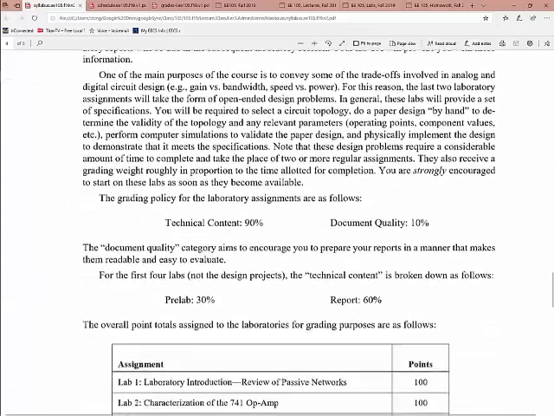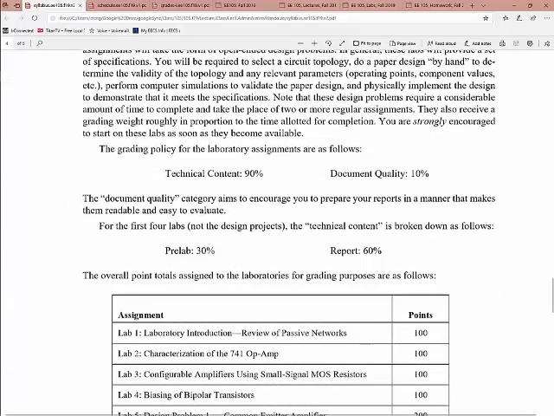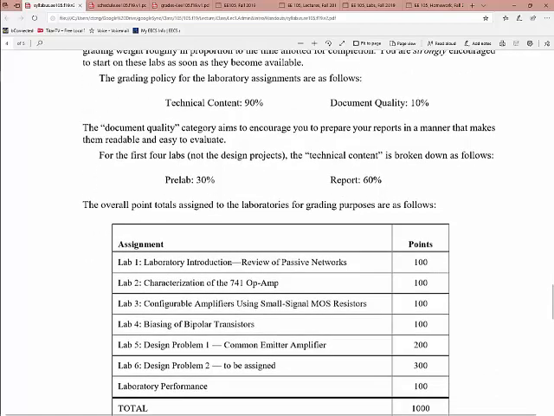But let me skip a little through that and get to this. So the grading policy for the labs is technical content 90%, document quality 10%. Right, so things sort of have to look nice by the time they come in. For the first 4 labs, where you actually have pre-labs, it'll be 30% pre-lab, 60% actual lab reports. Okay, so the pre-labs are very important there.